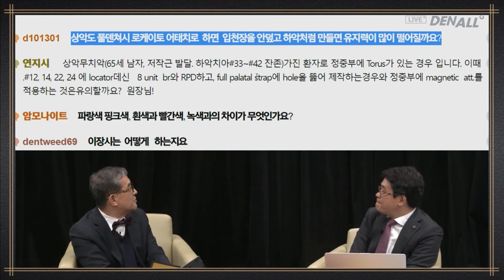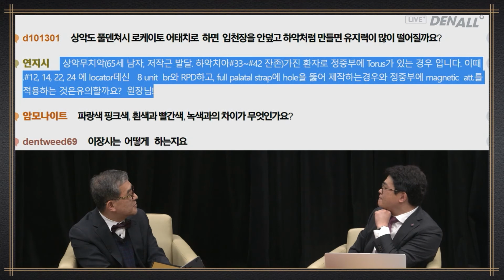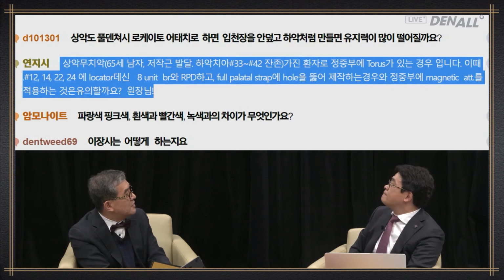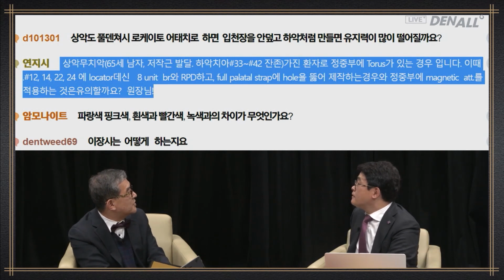Understood? ID 연지시. Upper edentulous patient. The patient is male with developed masticatory muscle, and the patient has in the lower teeth number 33 to 42, and in the middle there's a torus. At this time, instead of locator on 12, 14, 22, and 24, what if I do an 8-unit bridge and RPD and full palatal strap with a hole, or should I just make a magnetic attachment in the center? I would like to hear your opinion.